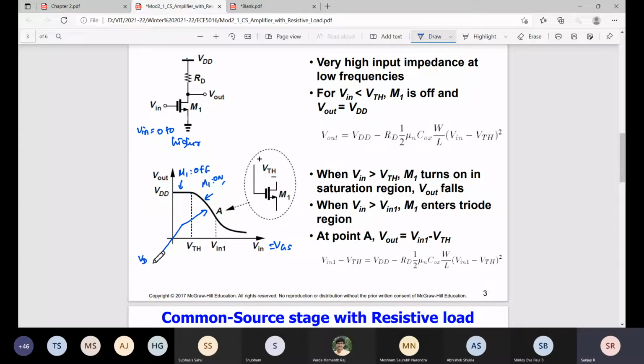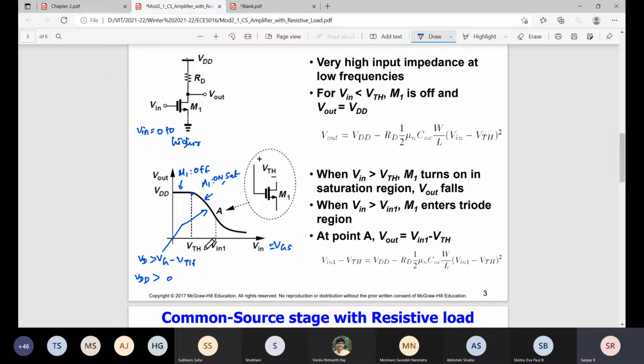VD should be greater than VG minus VT. Okay, let's take this point. This is approximately VD equal to VDD, Vout. Greater than what? VG threshold, so 0. Because the drain voltage is significantly higher than the gate voltage, definitely it is in saturation. So the transistor is in saturation.